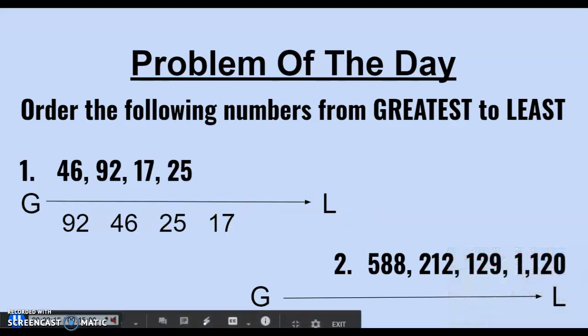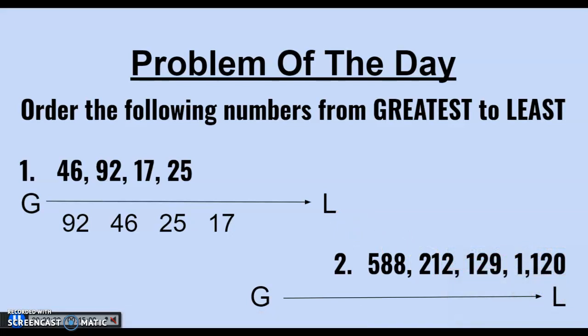Now, I'm going to take myself off so you can see it. The next one says 588, 212, 129, and 1120. So if you put 1120 first, you got it correct because it's the only number with a value in the thousands place. So good job if you put that one first.